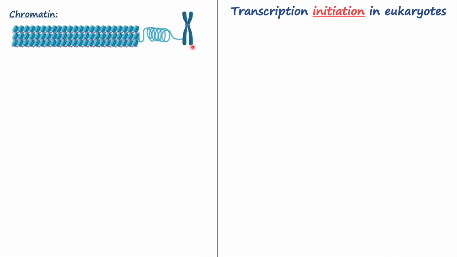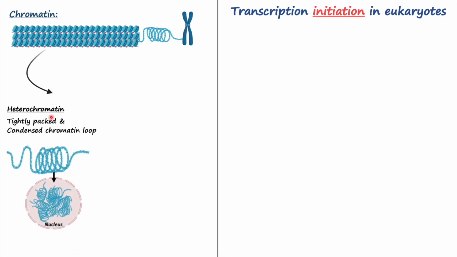So this is our chromosome, which is basically the condensed form of chromatin. And chromatin is basically composed of DNA and protein. The proteins here, the majority of the time, are histone proteins. So this DNA is wrapped around the histone proteins, and when they are tightly packed, they form this condensed chromatin. Now chromatin is present in two different forms. When it is present in the heterochromatin form, it is tightly packed and forms the condensed chromatin loop, and this form, heterochromatin, is considered to be transcriptionally inactive.